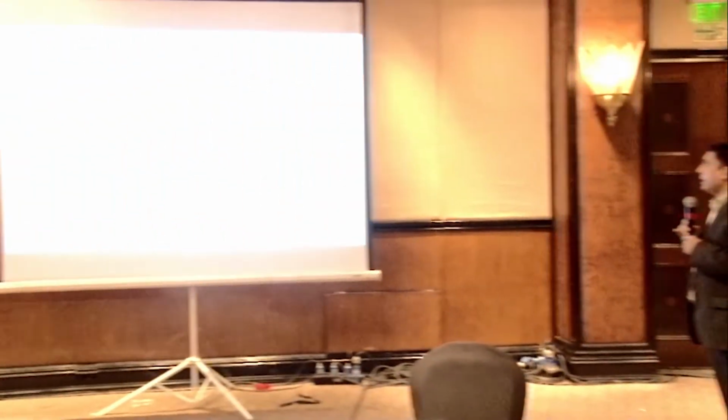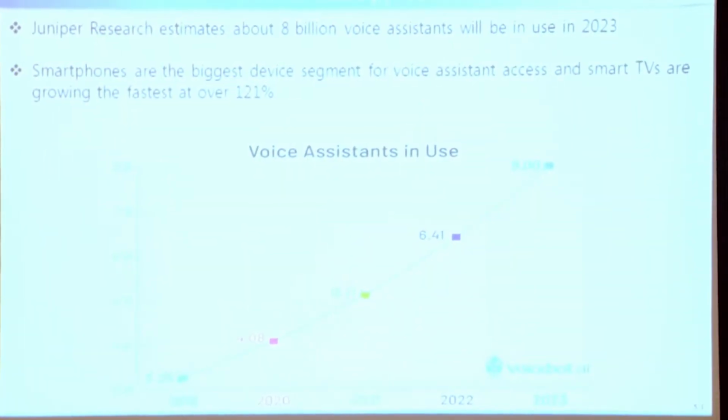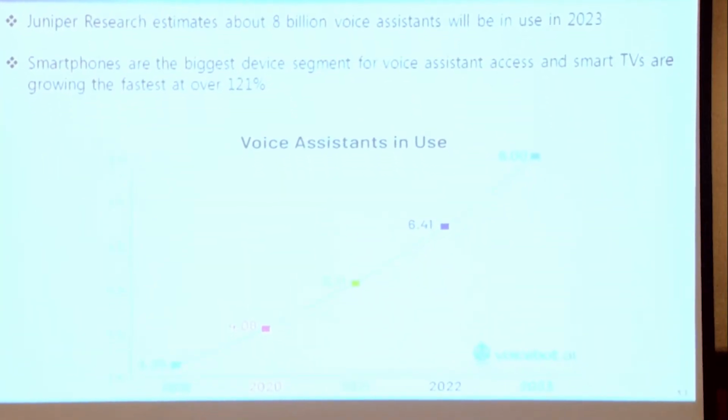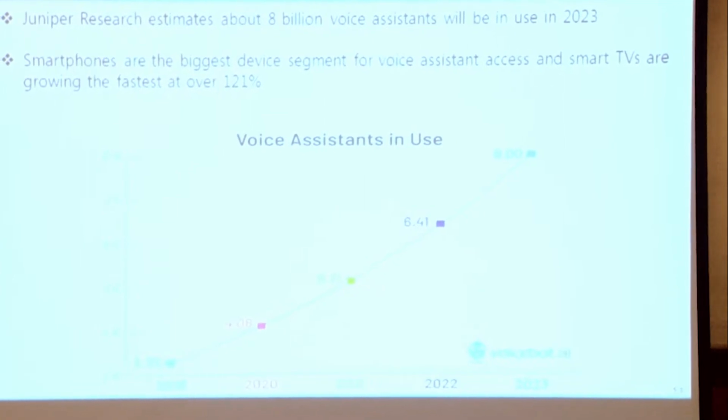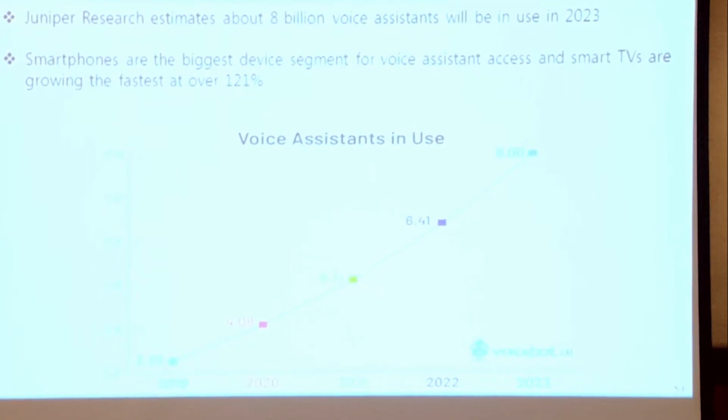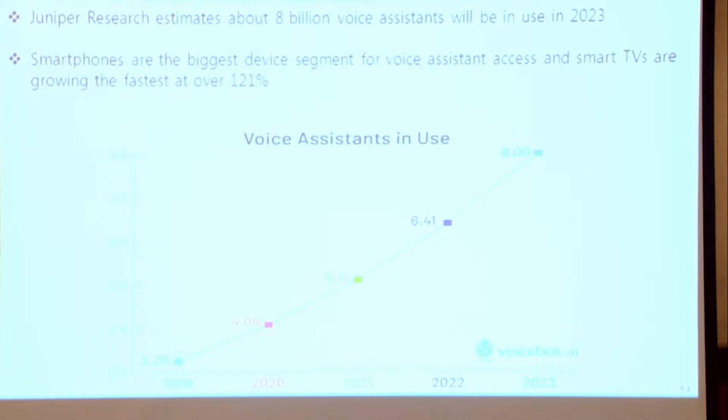So if you see the recent market survey from Juniper, it says that the voice assistant market is going to grow like anything. Right now it's around 3 billion voice assistants in use, and by 2023 it's going to be around 8 billion. And the biggest market segment using right now is the smartphones, and television is another area where the usage of the voice assistants is increasing dramatically.